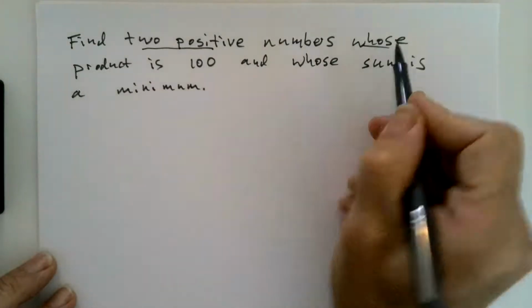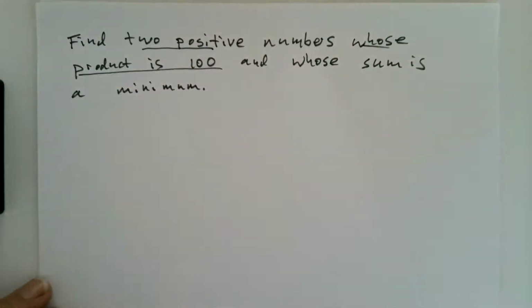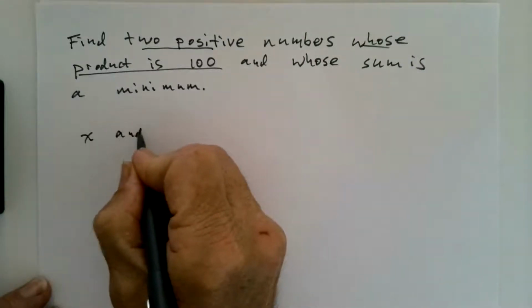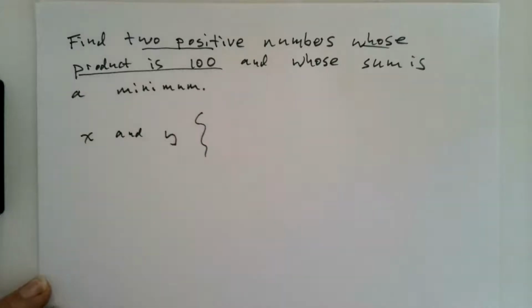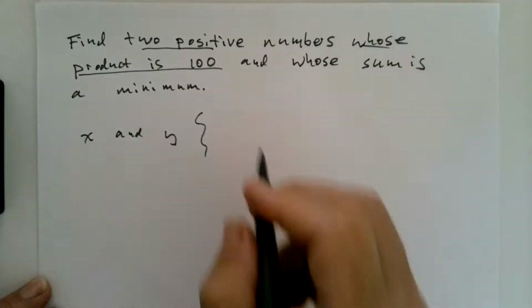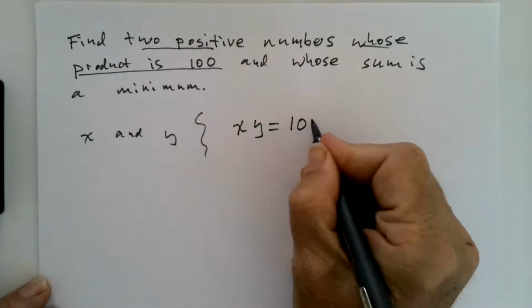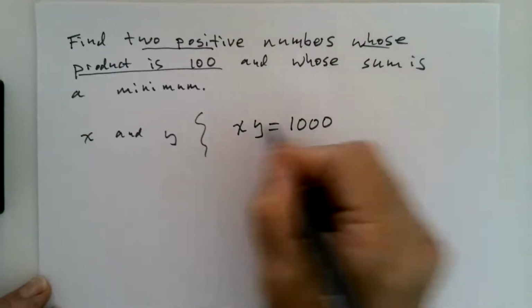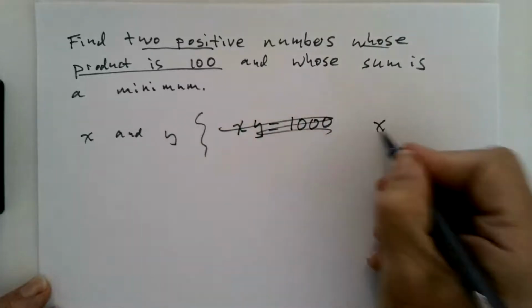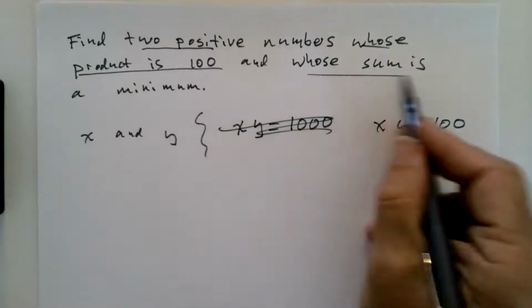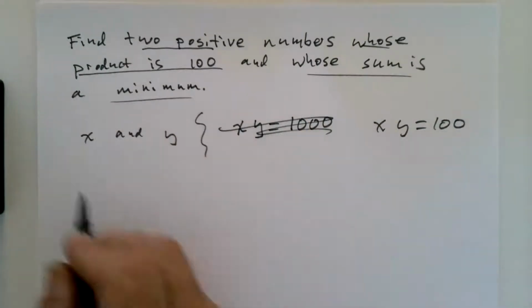Two positive numbers whose product is 100. So first off, I'm going to say my two positive numbers are going to be x and y. We're saying their product is 100, so I know that x times y is 100. And our goal is to minimize the sum. So we want to minimize x plus y.